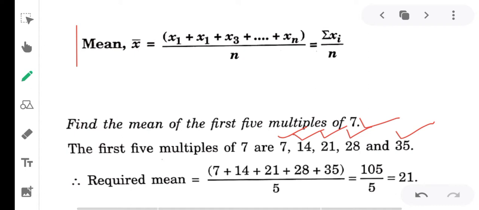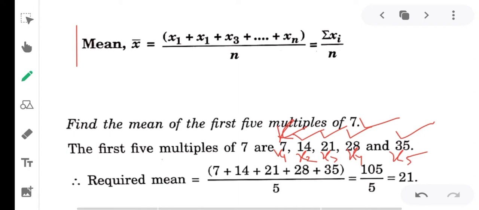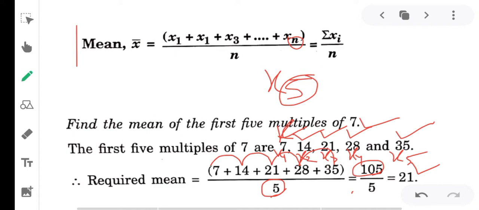So let's say 7 equal to x1, this is x2, 14, x3, x4, and this is x5. The mean, the formula is x1 plus x2 plus x3, or summation of xi by n. So x1, that is 7, plus x2, 14, x3, 21, x4, 28, plus x5, 35. The last observation is x5, so 5 is your n, the number of observations. So this is 105 by 5 equal to 21. So the mean of the first 5 multiples of 7 is 21.